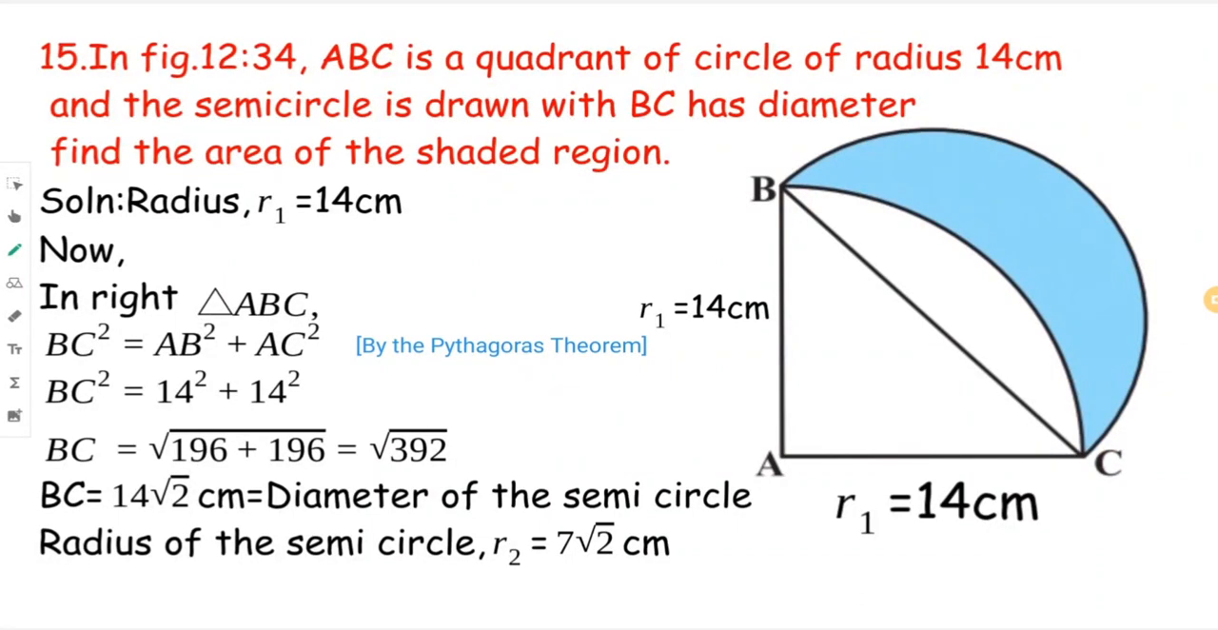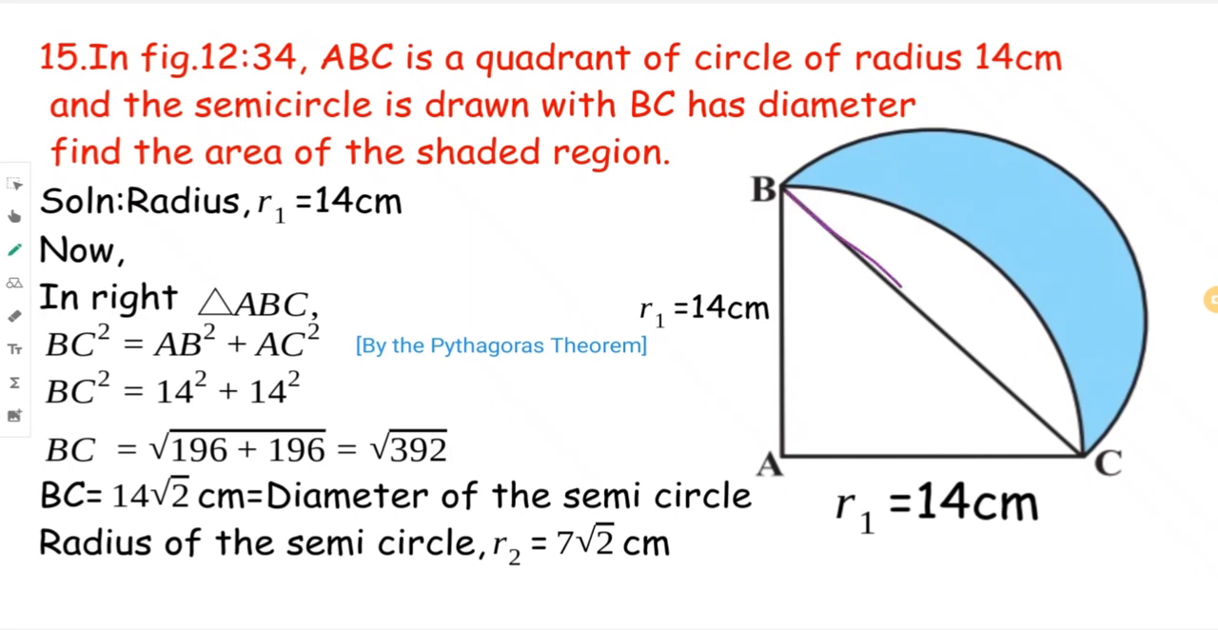So this question is important, alright? Let's have a look. ABC is a quadrant of a circle of radius 14 centimeter, right? So you can already see this is a quadrant. They've given us a radius, so I've written it, taken it to be R1, alright? And the semicircle is drawn with BC as a diameter.